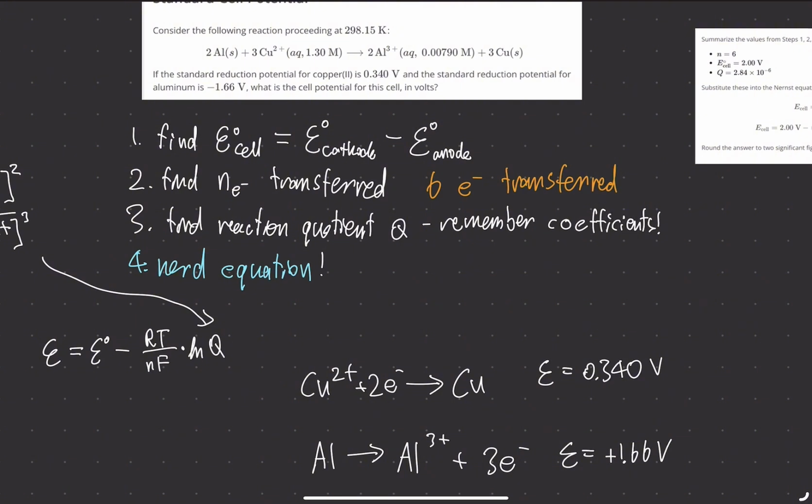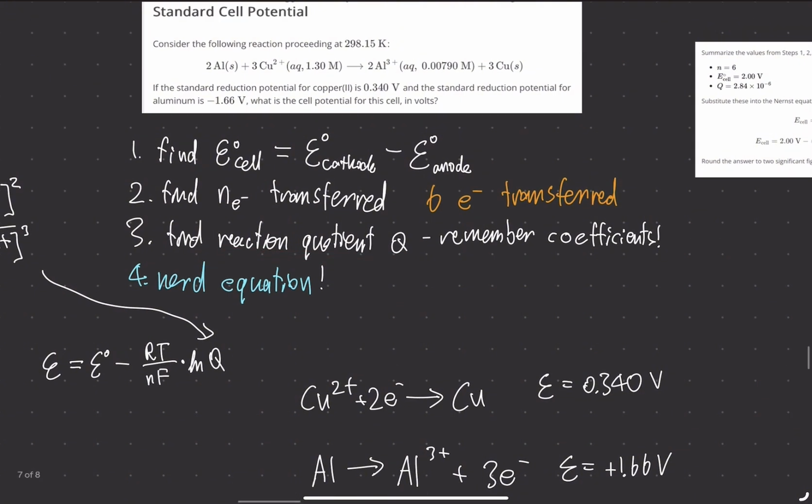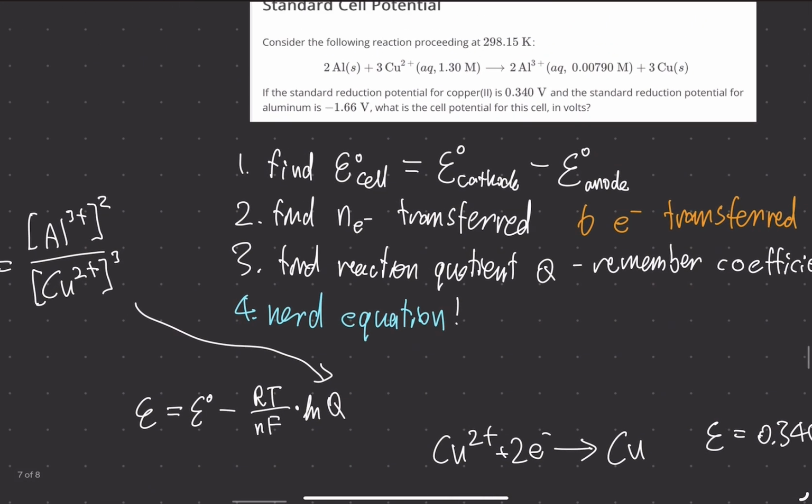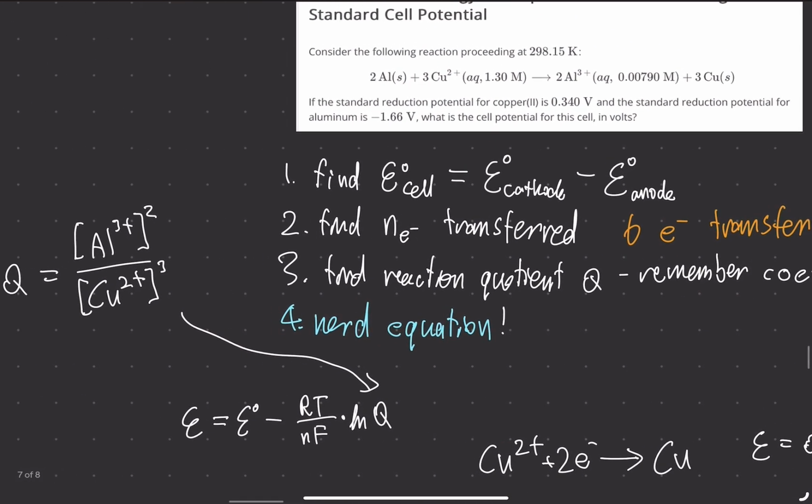So for the reaction quotient Q, you would use this reaction here. There's no other reaction to get a reaction quotient from. And remember to ignore the solids, so ignore these. And so you only care about the aqueous stuff. And what I got is this. So the aluminum products over the reactants. And make sure to remember the coefficients, because it is really easy to forget them when you're stressed out.